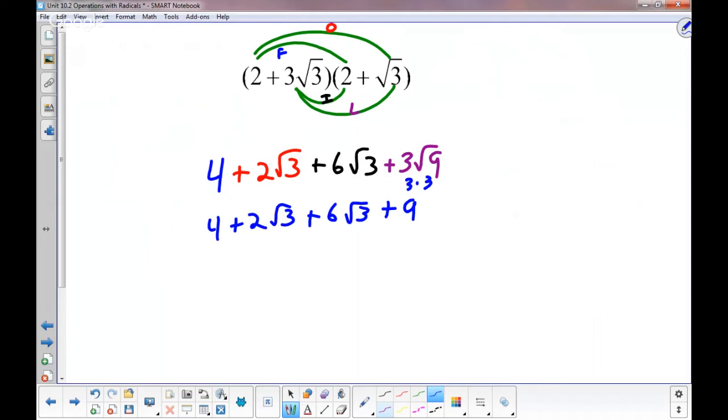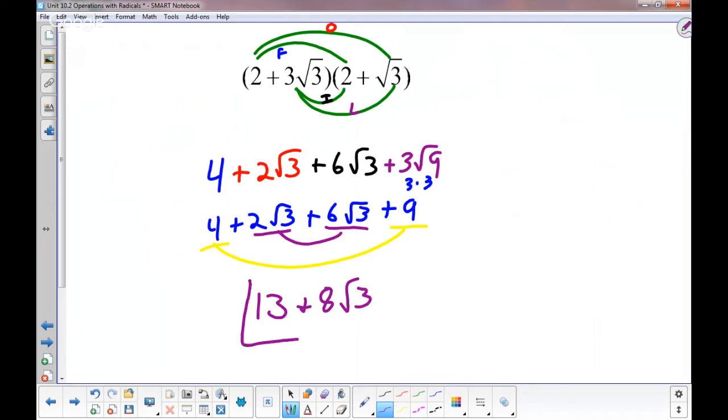Combine like terms now. All right, so let's look at our like terms here. We have 4 and 9. Well, 4 and 9 together give me 13. And then 2 root 3 and 6 root 3, those are like terms as well. And that gives me a plus 8 root 3. And I don't see those being like terms, so there is my answer: 13 plus 8 root 3. Right, so that's about as difficult as you're going to see those types of problems where we FOIL it out and then you have to combine terms and simplify. And just make sure you're simplifying everything first before you start combining like terms.